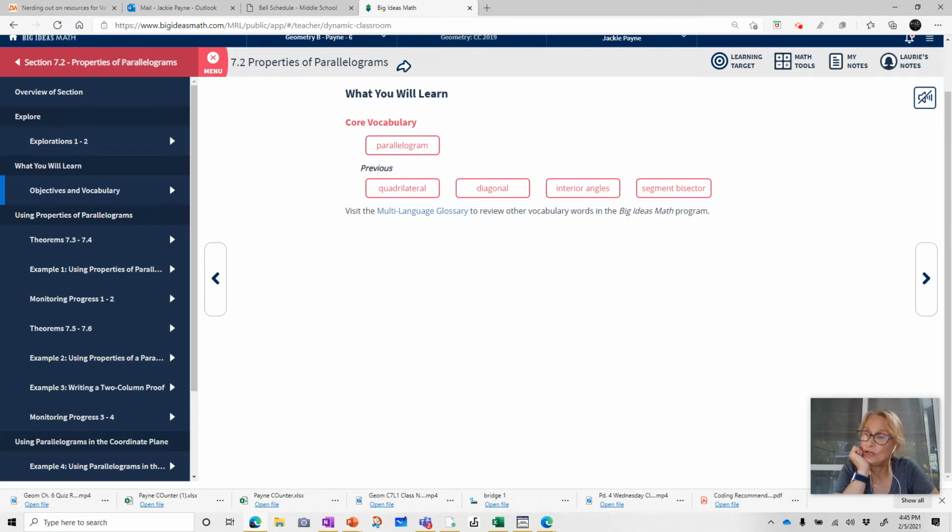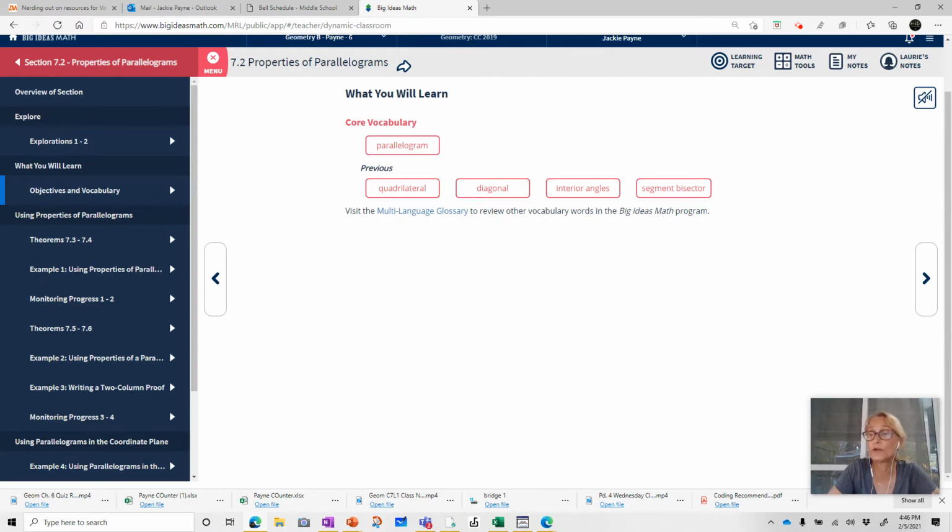We're in chapter 7, and we're going over section 2, properties of parallelograms. Parallelograms are the majority of the polygons that we're going to study. They have some neat properties, and so we've got like 4 or 5 different theorems in this particular section. So take your time with it. We'll probably take 2 or 3 days just going over these.